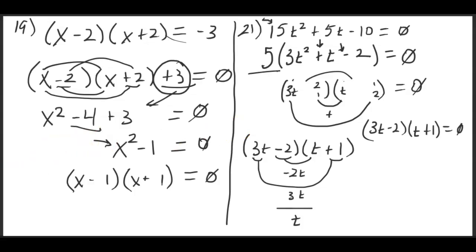Okay, let's go to number 23. 5 minus y squared plus y squared equals 13. Well, this seems to be a problem, right?